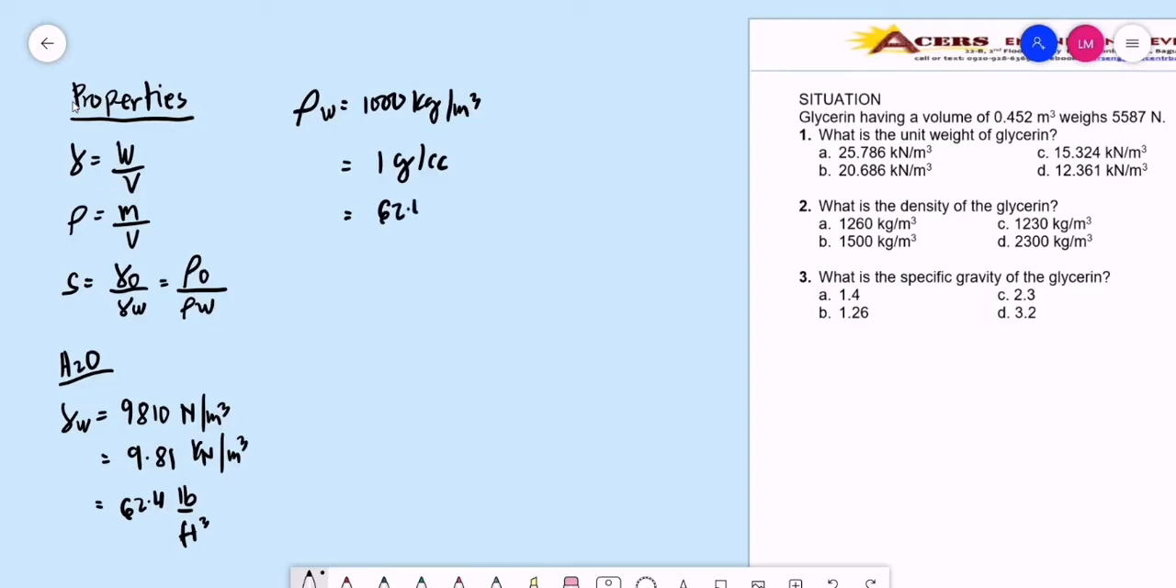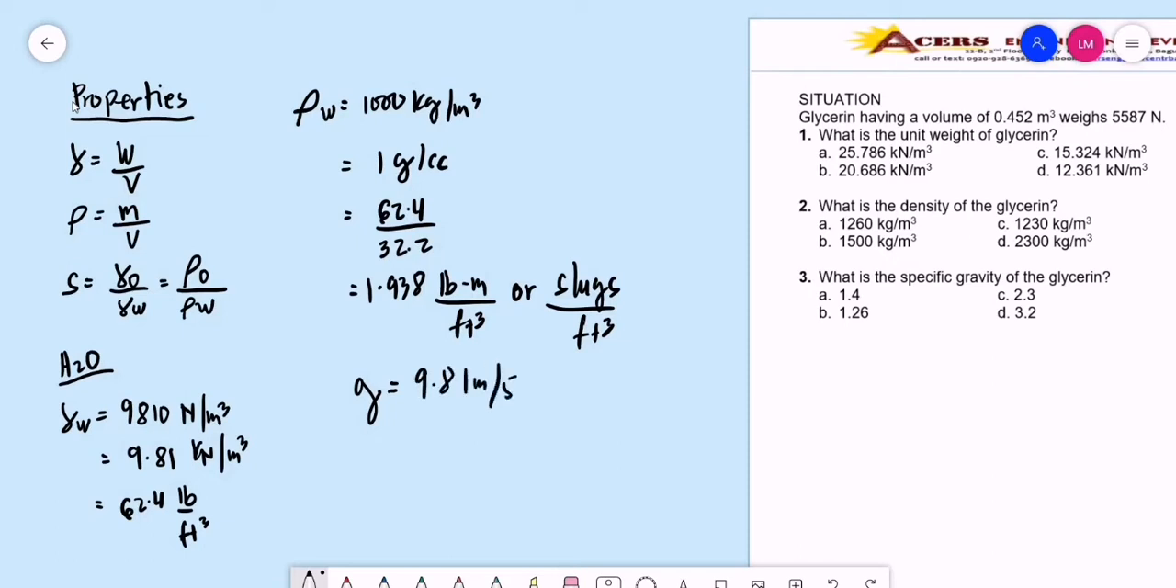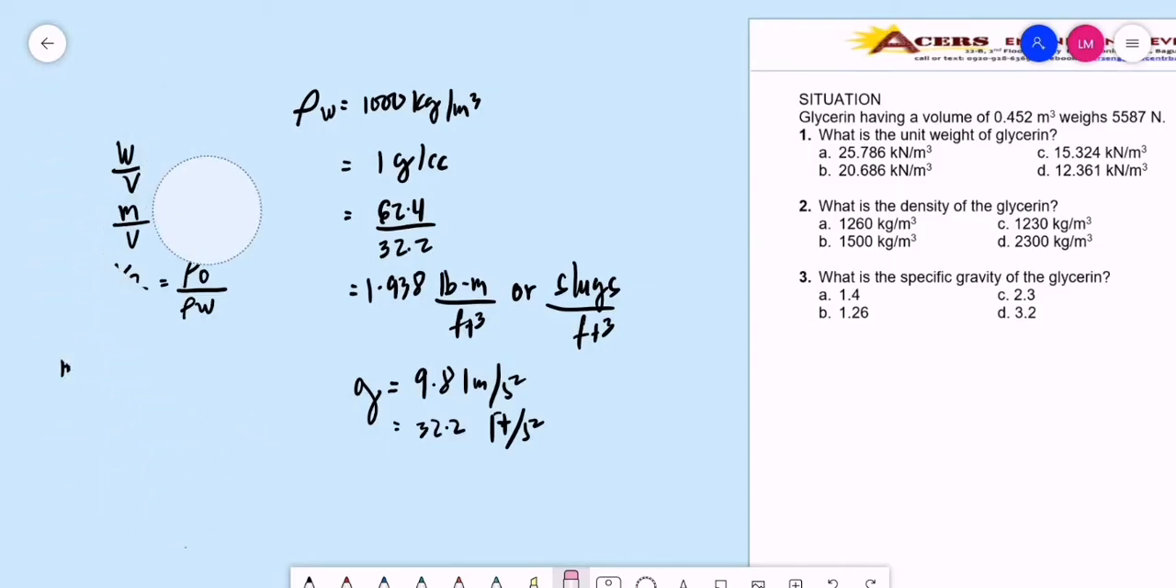In English units, this is 62.4 divided by the acceleration due to gravity in English, 32.2. So this will give a value of 1.938 pound mass per cubic foot. Pound mass is also known as slugs. This is the slugs per cubic foot. And most of the time, they are not given. The acceleration due to gravity is 9.81 meters per second squared, or 32.2 feet per second squared. So these constants are not given. Again, they are constants, so we should memorize them. Alright, let's have a sample problem for the fundamental properties of fluids.